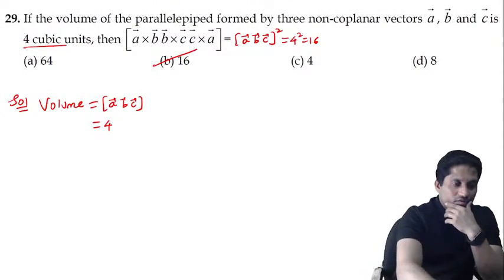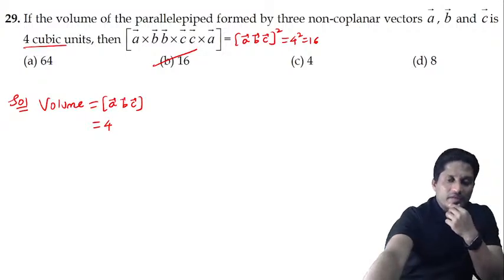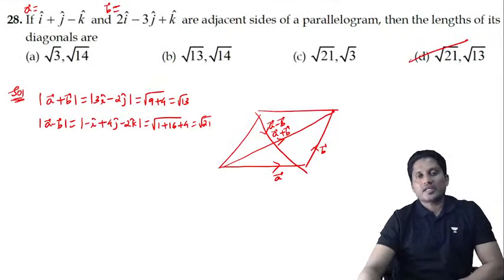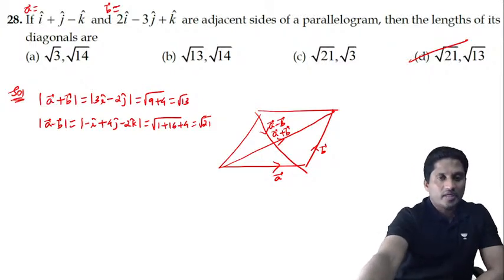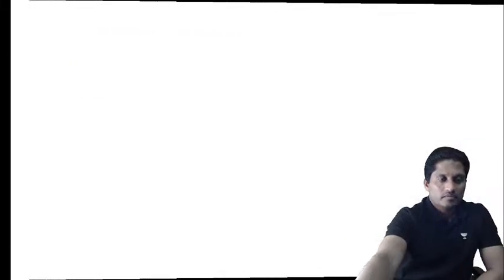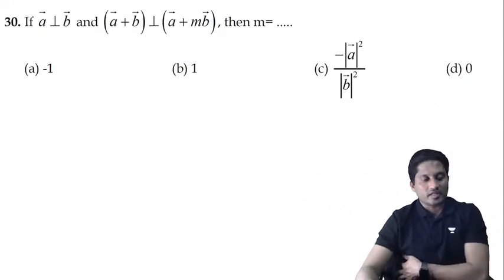Yes, Gaurav, the formula to find the diagonal is A plus B only, right? If the adjacent sides are A and B, then the length of the diagonal is mod of A plus B. And the other diagonal, the secondary diagonal, is A minus B. If I want to find the length of the median through A, then it is A plus B by 2.